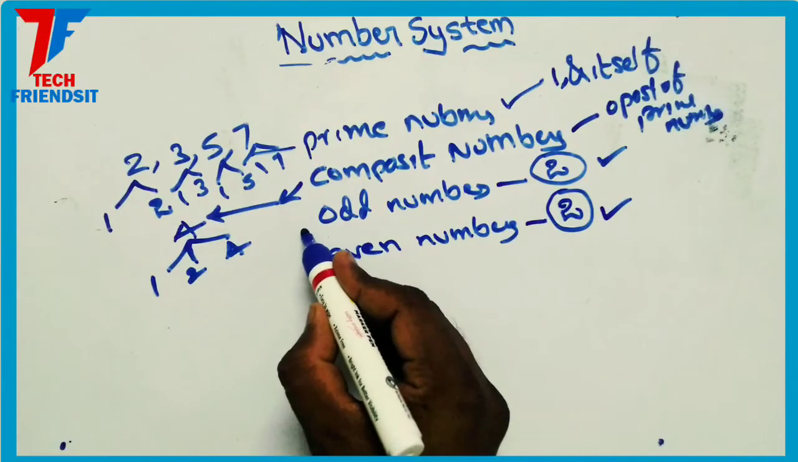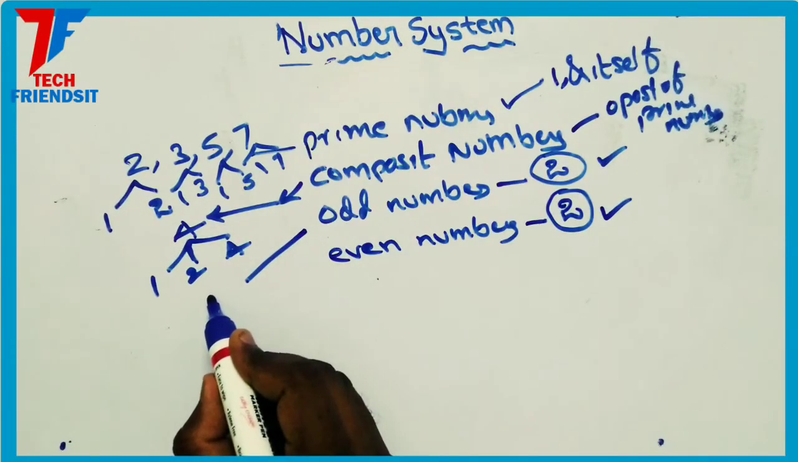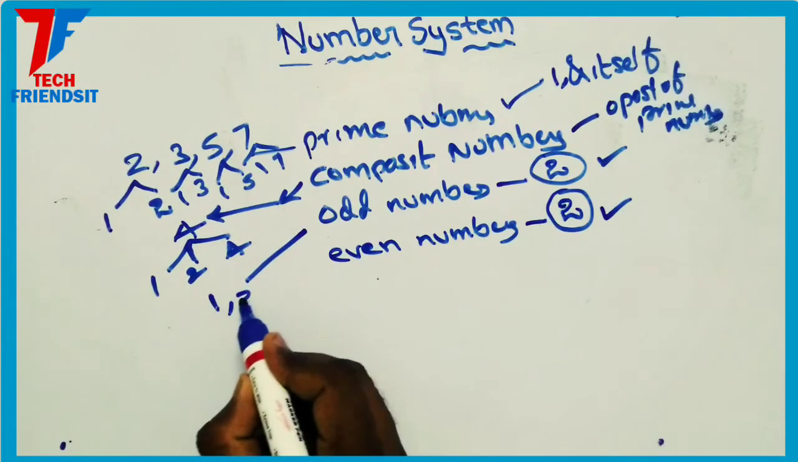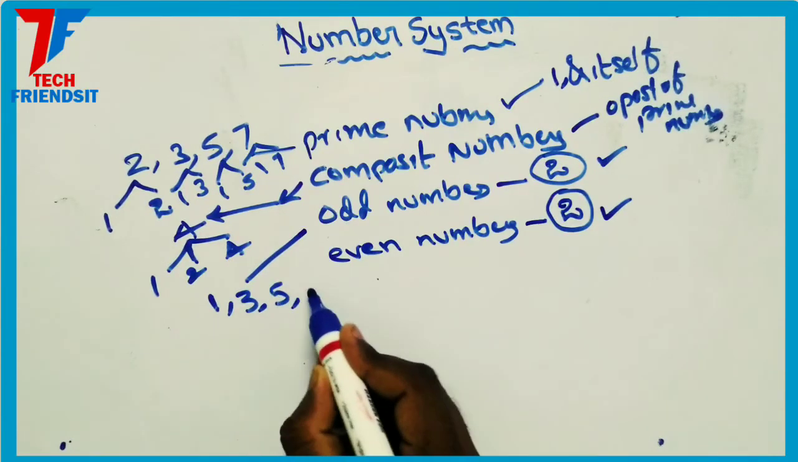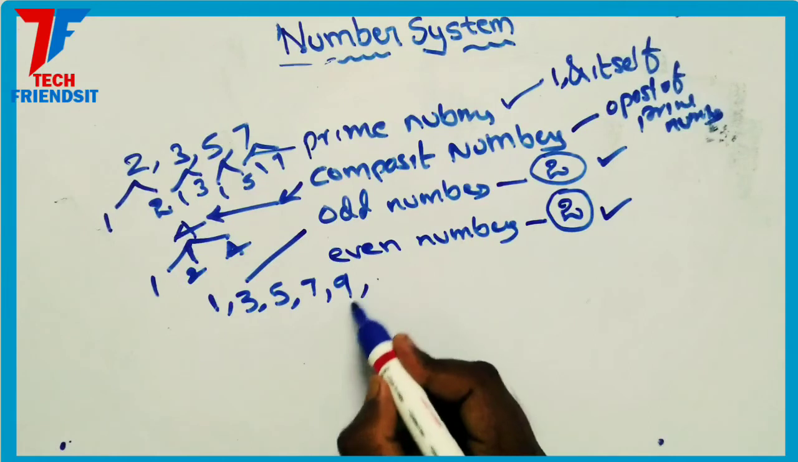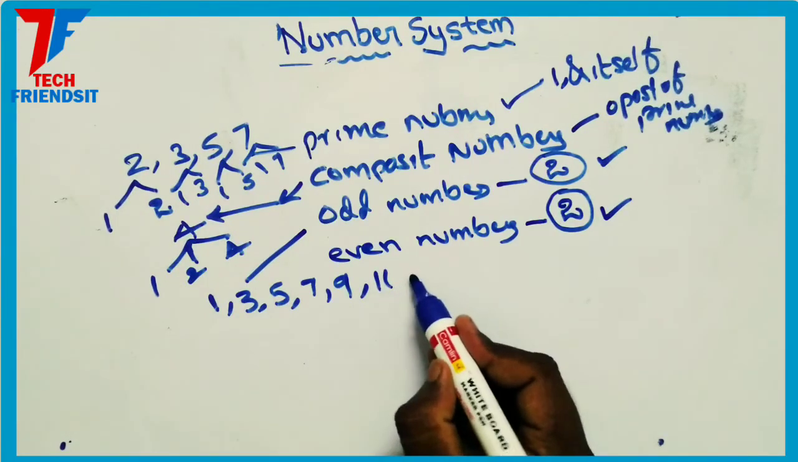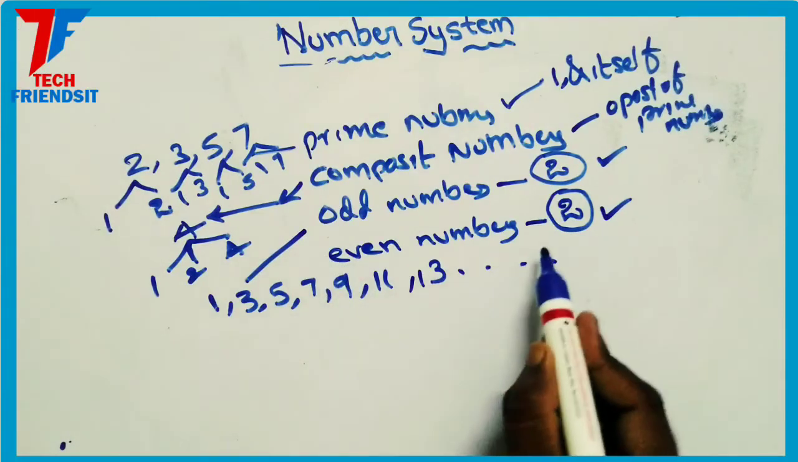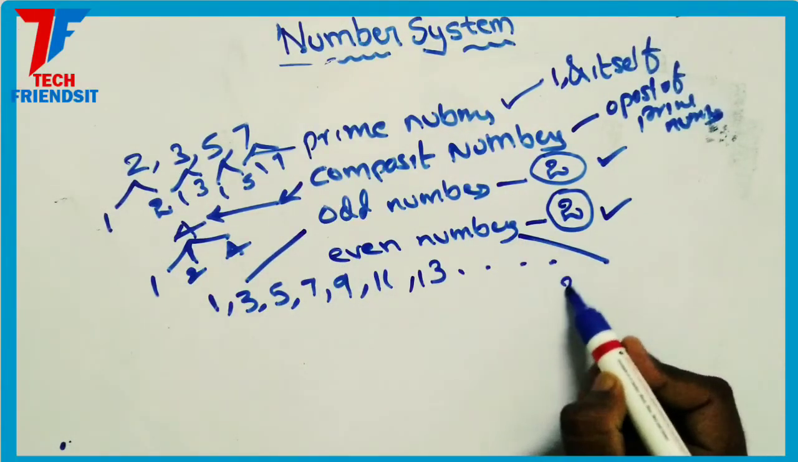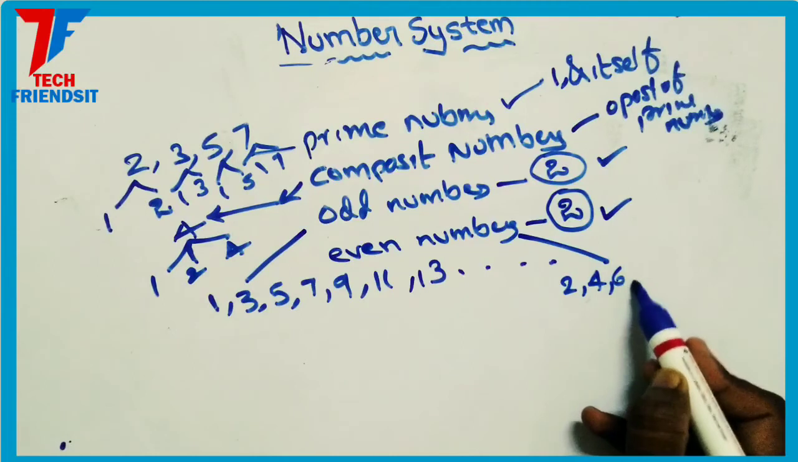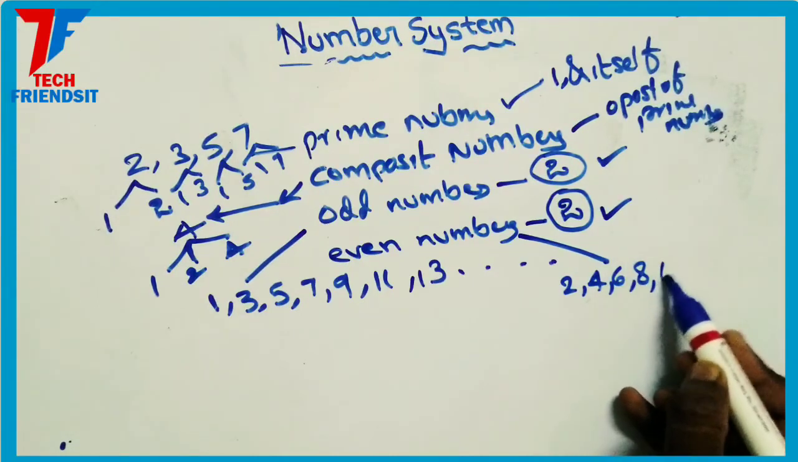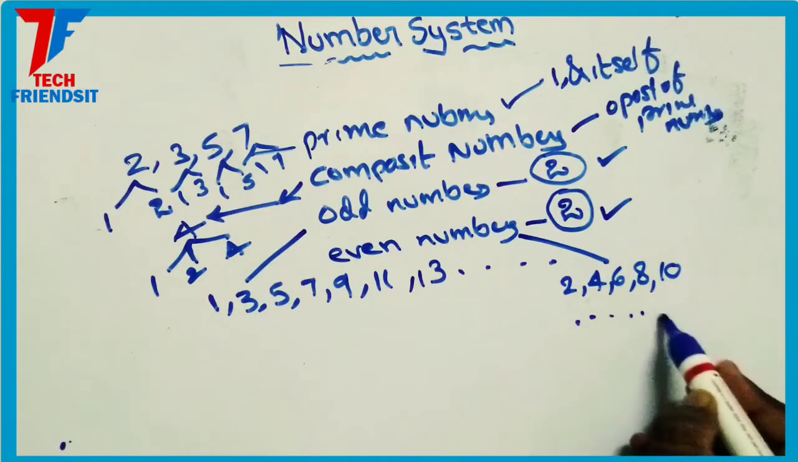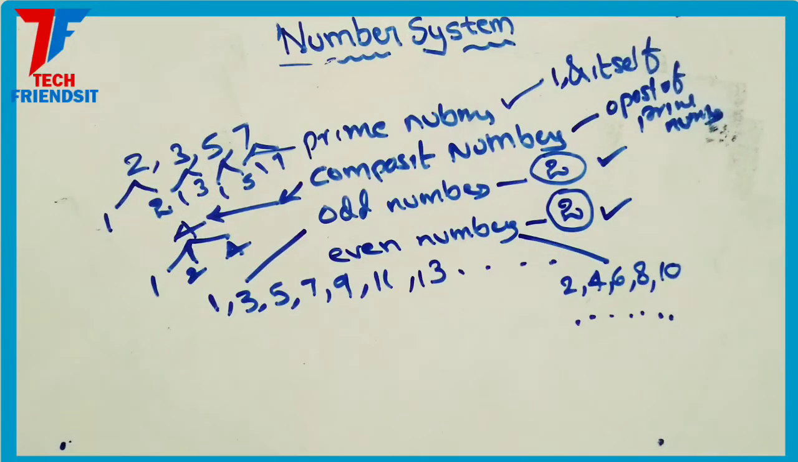Odd numbers, for example 1, 3, 5, 7, 9, 11, 13 and so on. Here even numbers: 2, 4, 6, 8, 10 and so on. These are the number systems.